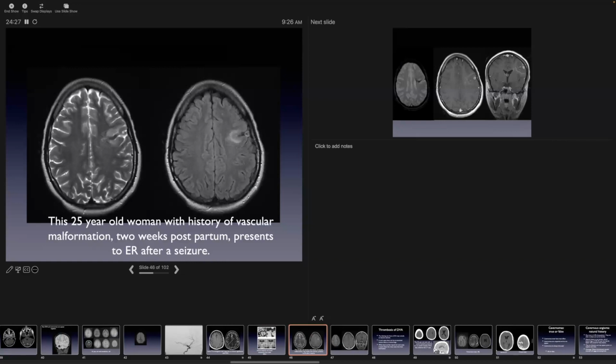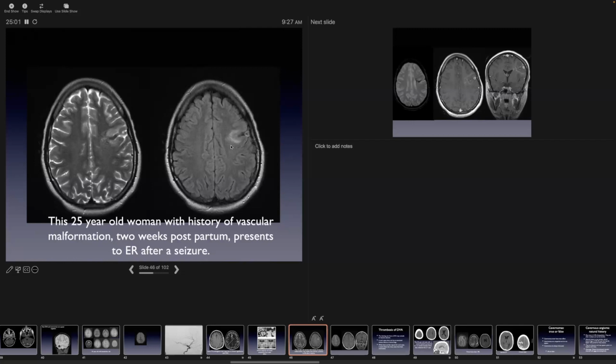Now, this is a more uncommon, but somewhat more common situation. This is a young patient who was told at some point in her medical workup that she had some sort of brain vascular malformation. This is actually the first case I saw when I came to Philadelphia at the hospital in the first week. This woman came in, she was postpartum, she was home, but she had a seizure and presented to the ER. So what do we see in this case?